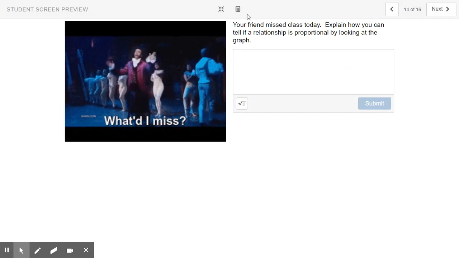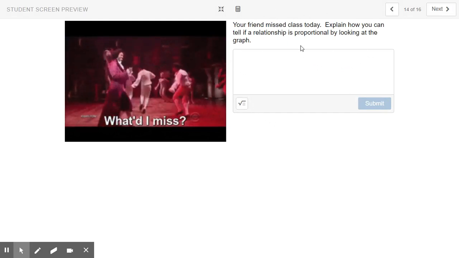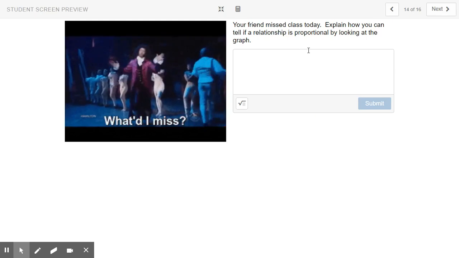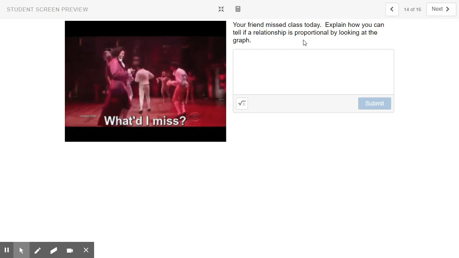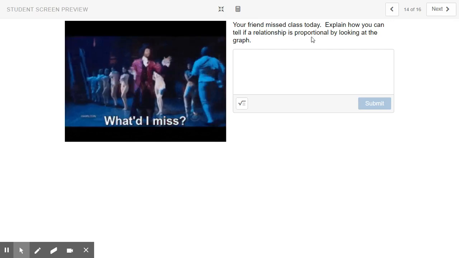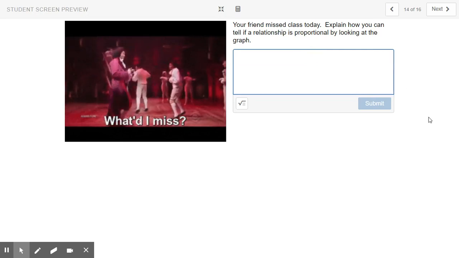So if you were to explain to your friend who missed class what they missed, think about what you might tell them if they wanted to know how they could look at a graph and tell if it's proportional or not. So take a minute to put that in. You can hit pause.